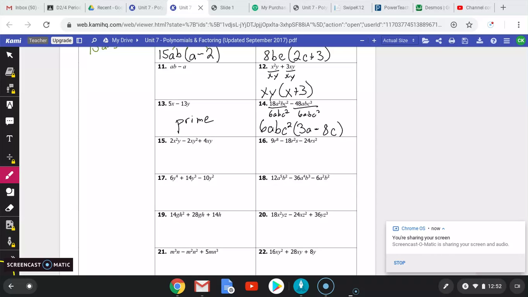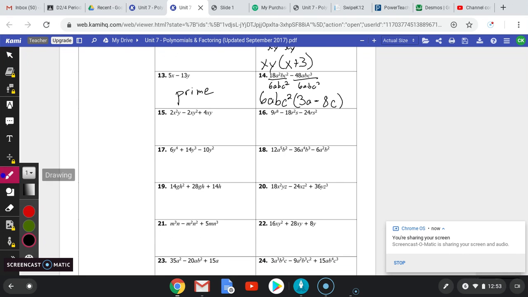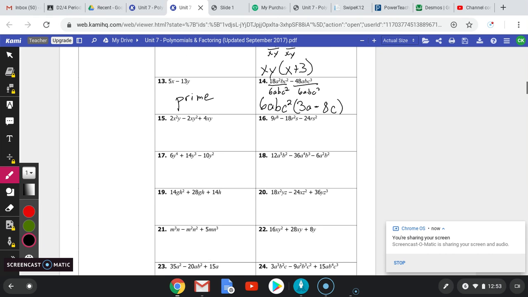So in the last video we looked at using GCF with just 2 terms. We're literally doing the same thing here, except we're just utilizing it with 3 terms. So if I look at number 15, we got 2x squared y minus 2xy squared plus 4xy. Still doing the same concept, except now you're finding what's the GCF, or what's the biggest number that goes into 2, 2, and 4 evenly. Well, your answer would be 2.